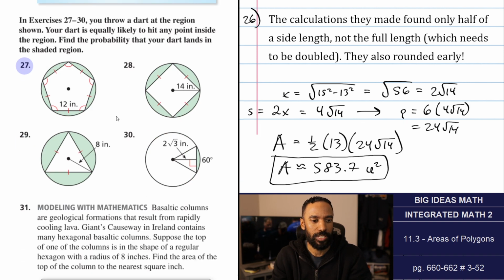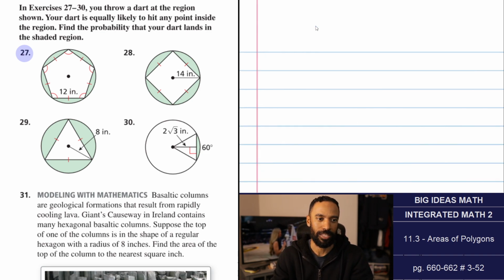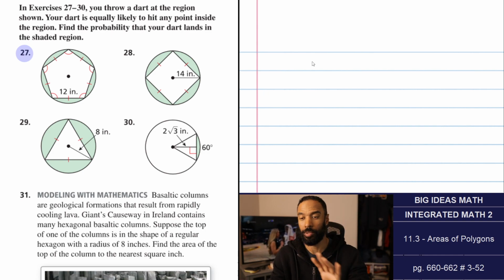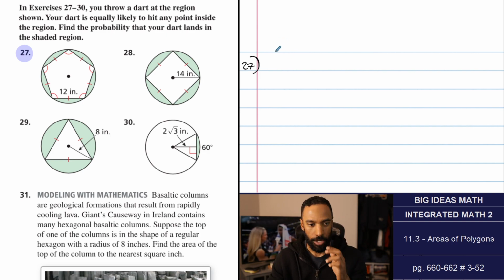All right, numbers 27 to 30. You throw a dart at the region shown. Your dart is equally likely to hit any point inside the region. Find the probability your dart lands in the shaded region. So the circle is your 100% chance of hitting, just the circle itself, the region. So the shaded regions we got to find.